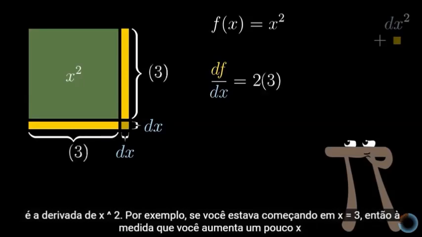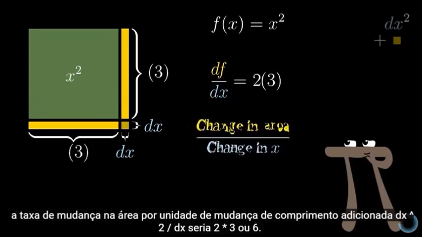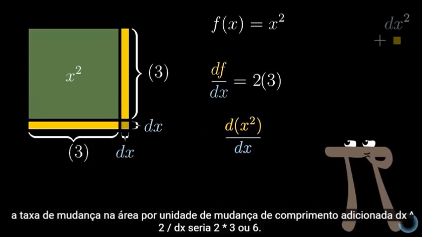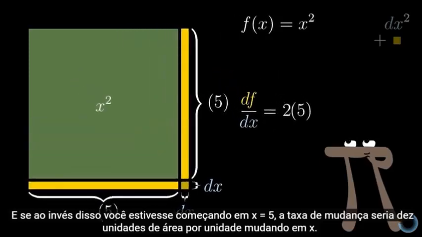For example, if you were starting at x equals 3, then as you slightly increase x, the rate of change in the area per unit change in length added, dx squared over dx, would be 2 times 3, or 6. And if instead you were starting at x equals 5, then the rate of change would be 10 units of area per unit change in x.